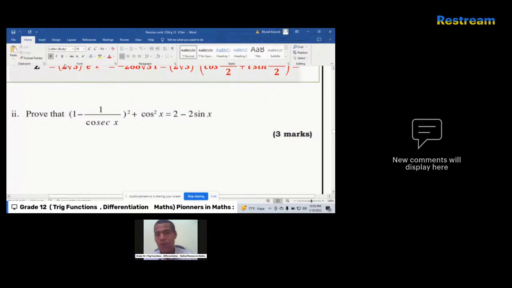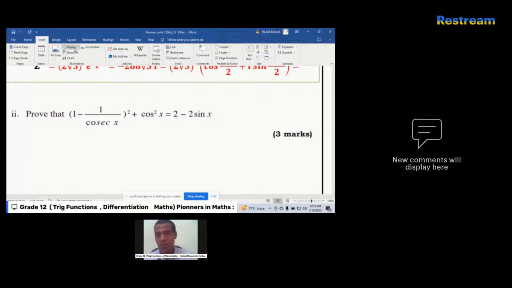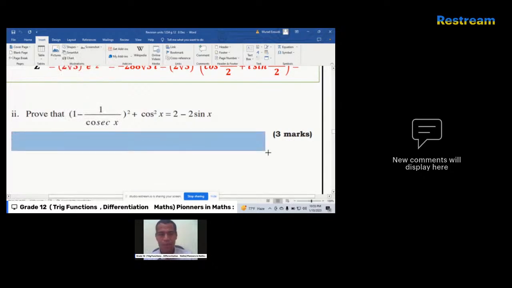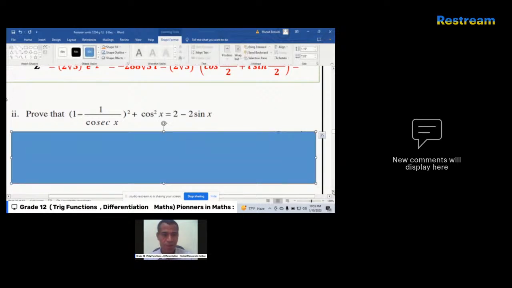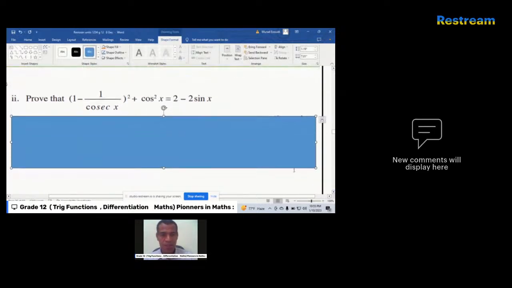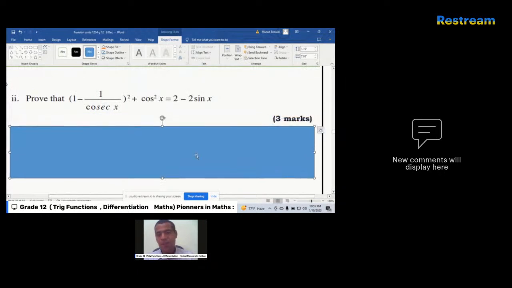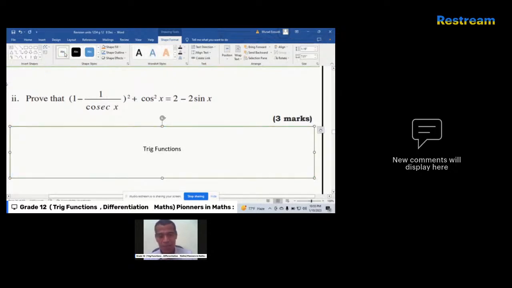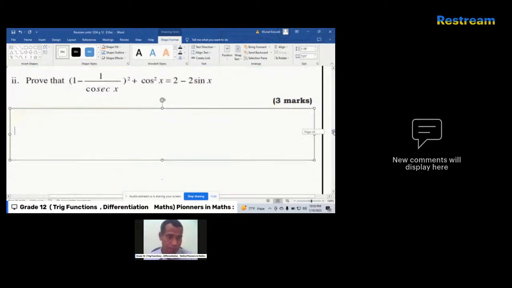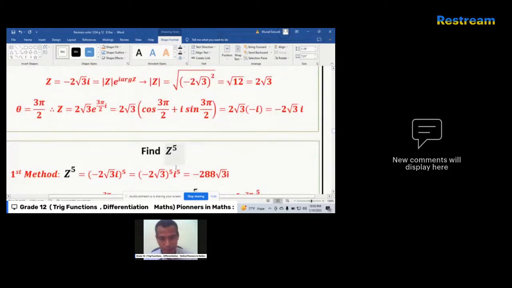Okay, so I will start doing it, learners. This is out of 3 marks, so you should be aware of this kind of question. First of all, I will change this one. I will write this one, not as a trig function.